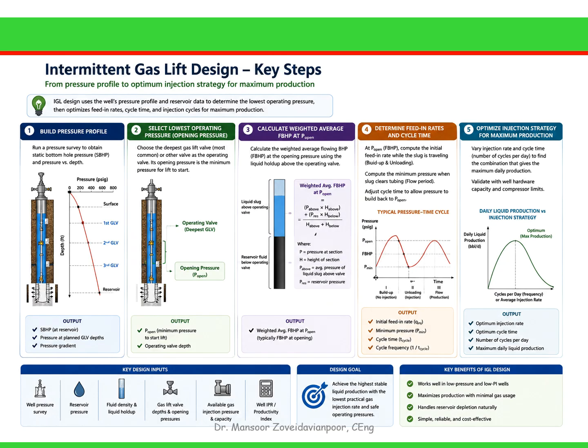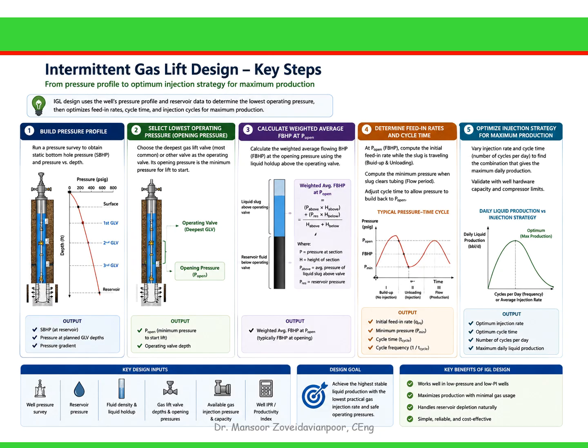The operating valve depth is determined by the pressure relationship between the tubing and casing. Once the operating point is identified, we calculate the weighted average flowing bottom hole pressure. This gives us a representative pressure condition for evaluating well performance and designing the operating cycle. The fourth step is to determine the feed-in rate and cycle time.